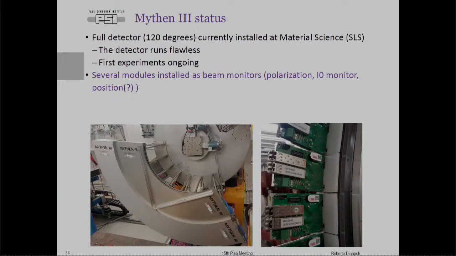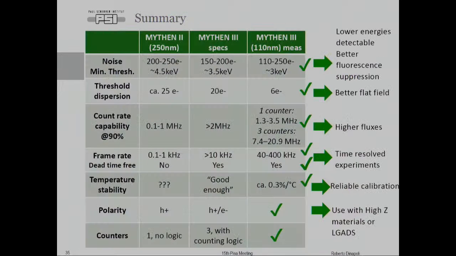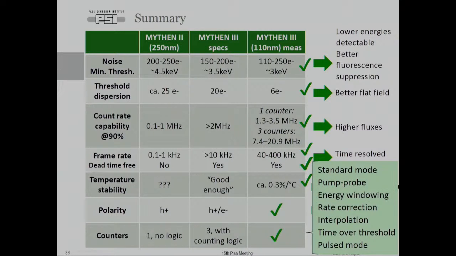Mythen 3 status: the full detector is up and running. It works perfectly. First experiments ongoing. We have several modules installed as beam monitors to measure polarization, current, position. And to summarize, I would say that we have worked to have all the specs not only implemented, but improved. In particular, we were able to go to 21 megahertz and have 3 counters to open up the possibility to have a lot of different modes of operation and of different applications.